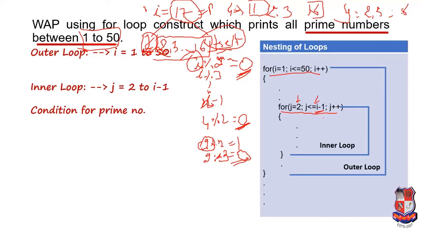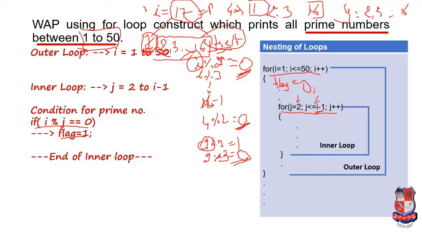How can we write a condition for a prime number? That we have also decided: i modulo number, inside the inner loop. So we are using i modulo j. If i modulo j equals 0, then we have to set the value of flag to 1. Initially we set the value of flag as 0. We have to set this value inside the outer loop but outside the inner loop. Now the inner loop will end over here.